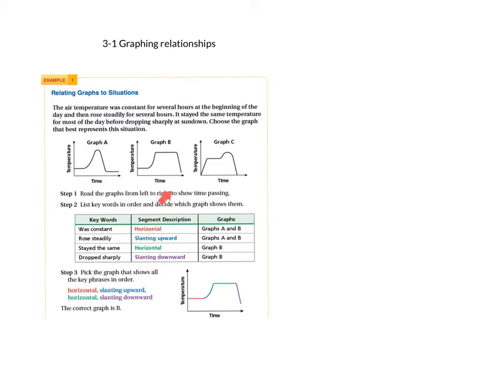So for instance, at first it said the air temperature was constant. Well, what that means, if we look at our temperature, it should be a horizontal line. And then it's rising steadily for several hours. It should be slanting upward for rising steadily. It stays the same. That should be a flat rate. So we're looking for something that rises and then is flat.